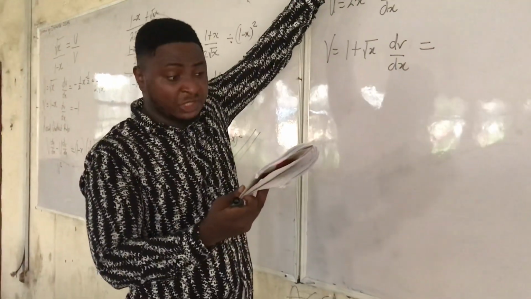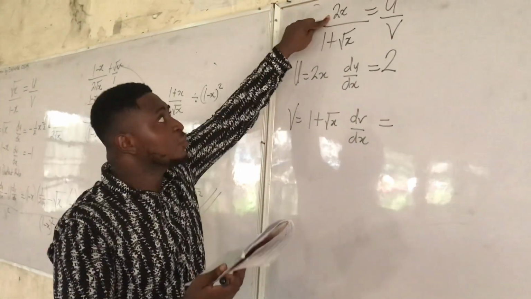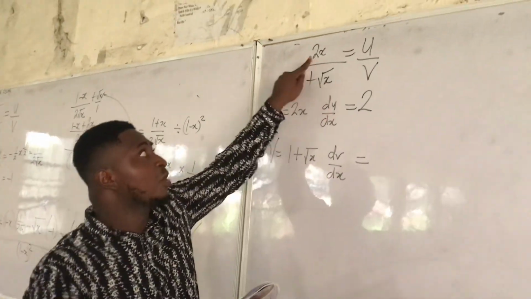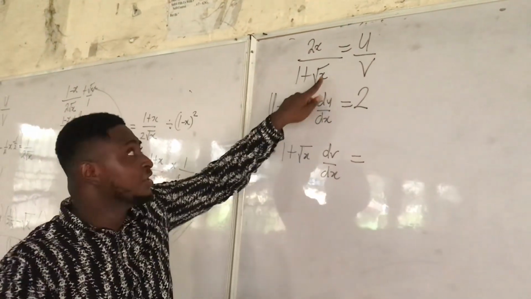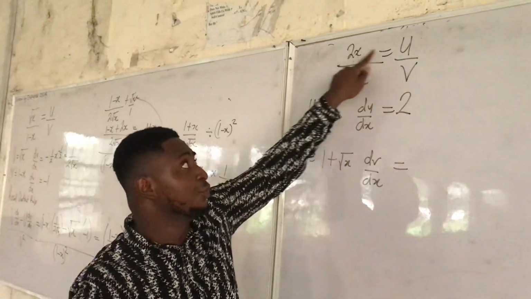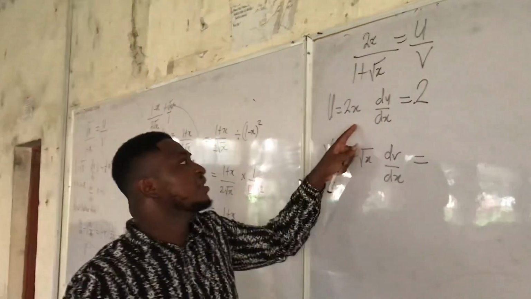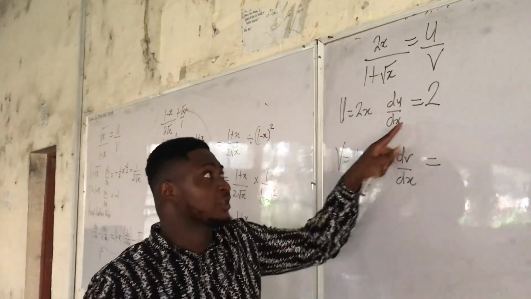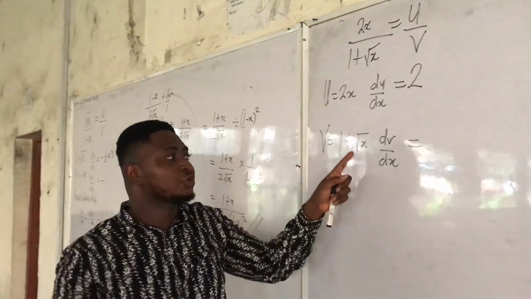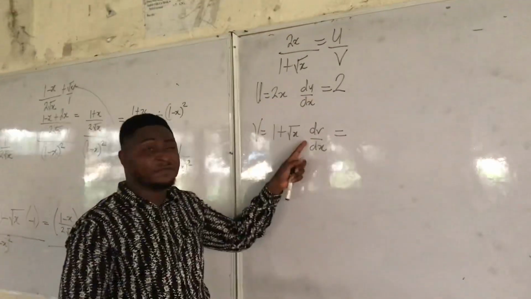2x, if you go to page 24, you see the question, the IV. 2x all over 1 plus root x. Class, you call your numerator u and call the denominator v. Let your numerator be u. Let the denominator be v. So if u is 2x, differentiate u with respect to x, you have du dx is 2. If v is 1 plus root x, differentiate v with respect to x, you have dv dx.